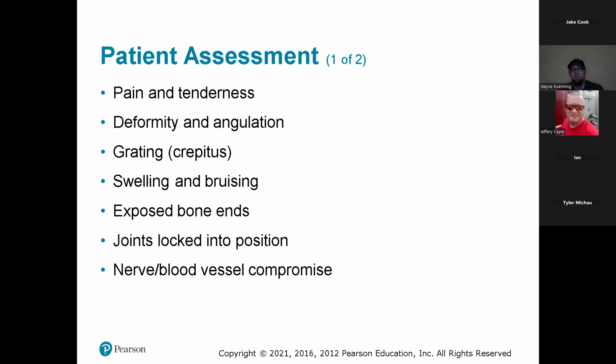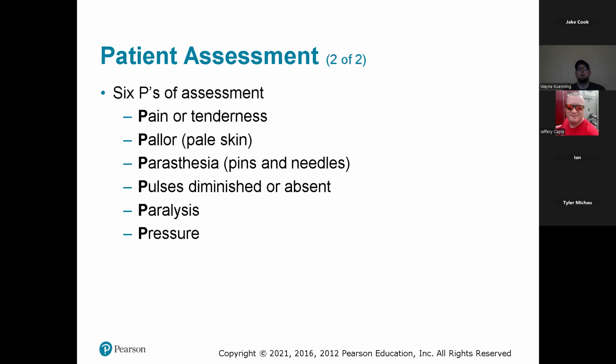We're going to assess for pain and tenderness, deformity and angulation, crepitus or the bone on bone feeling, swelling and bruising. We're going to identify exposed bone ends, check bone location or joint location, and we're going to check CMSs. We're going to check for pulses and sensation.